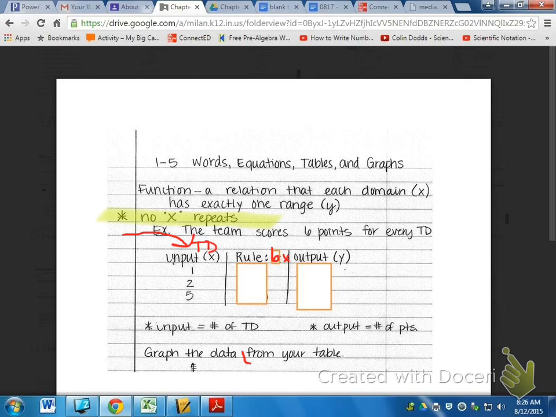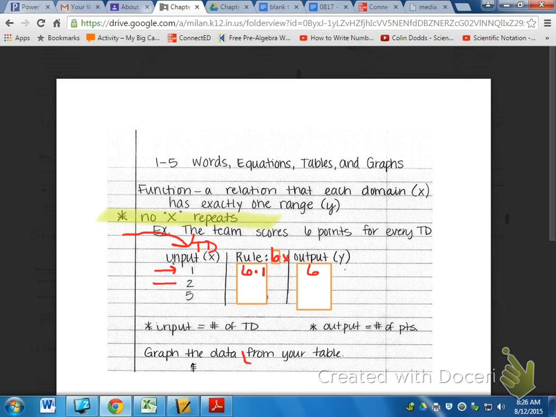Okay, so once you get your rule, we're ready to complete the table. Let's start with this one. This team scored 1 touchdown. I apply the rule 6 times 1, so this is what you would literally write. And what would my output be there? Haley? 6. That team scored 6.